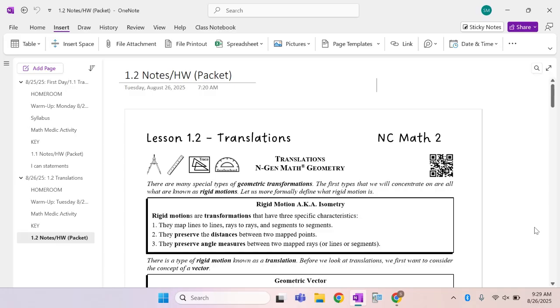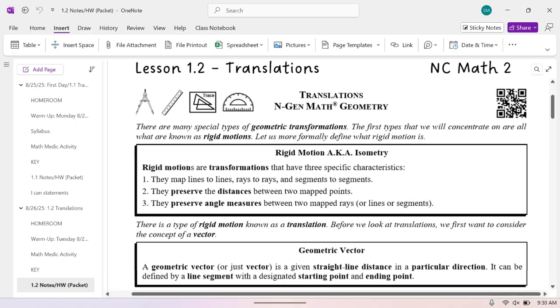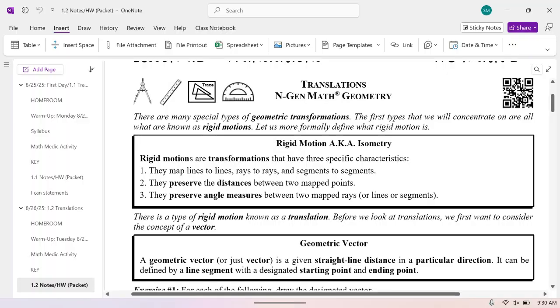All right, so like I said, today we are specifically talking about translations. Every day this week we are going to talk about a different subtype of transformation. Yesterday you kind of scratched the surface with it. They kind of threw a little bit of everything at you, but now we're actually going to talk about the actual rules for each.